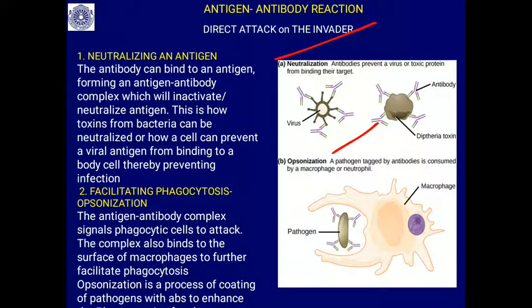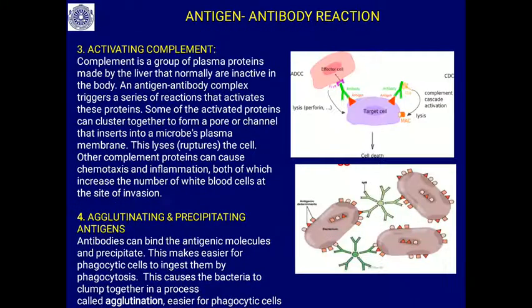Then facilitating phagocytosis, or opsonization. This is what you can see. This is the macrophage, and this is the pathogen. With the antibody binding, the macrophage will recognize it, engulf it and phagocytize it. This is called opsonization. Opsonization is a process of coating the pathogen with antibodies to enhance the phagocytosis reaction by the macrophage.